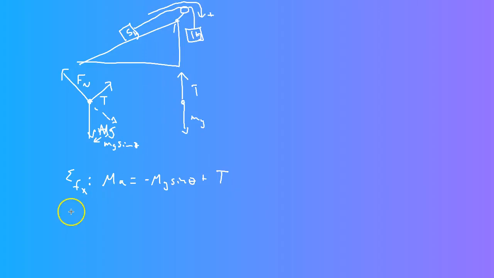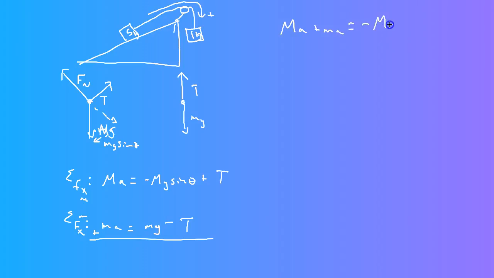For the other block, we'll do the sum of the forces in that same plane of motion. This was for big M, this will be for little m. They have to add to be ma, and we have gravity pulling it downward in the positive direction, so little mg, and in the negative direction we have tension pulling, so minus T. Now we want to solve again for A, so we add these together. What we get is big MA plus little ma equals negative Mg sine theta. The T's eliminate, since T and negative T is 0, and then plus little mg.